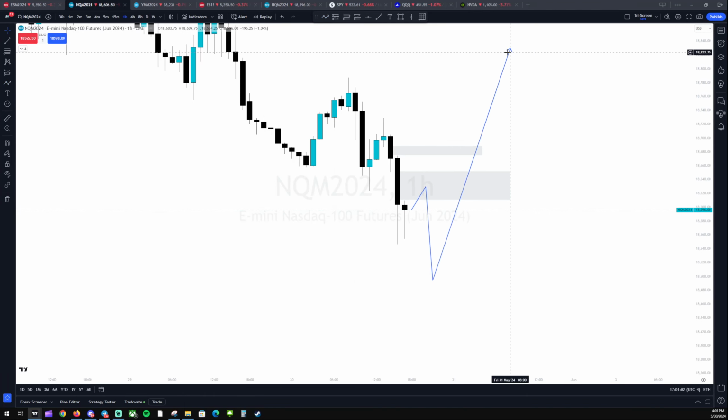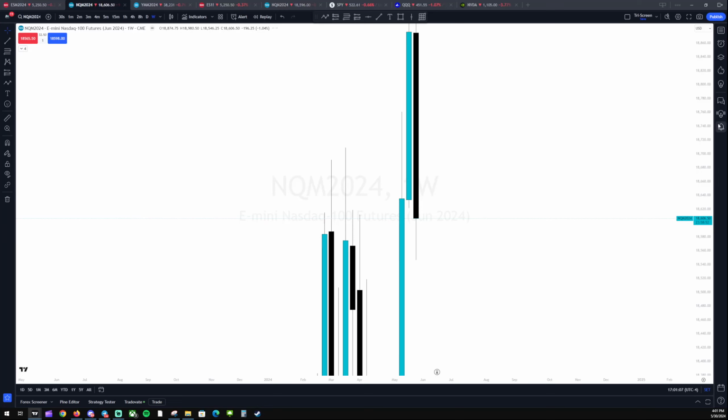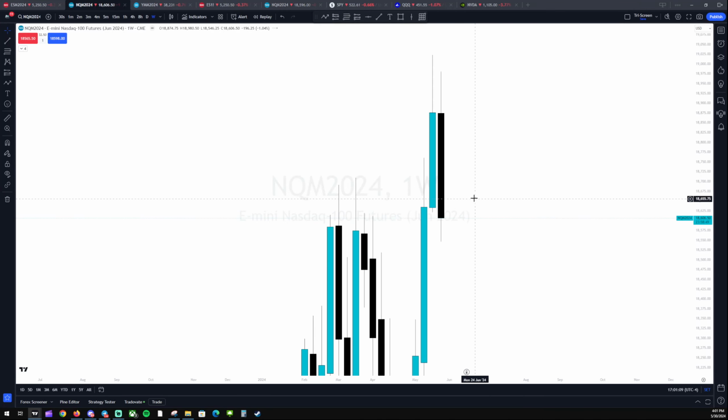The reason why I'm hoping for a bullish move tomorrow is obviously we could have a TGIF setting up, right? We have some strong expansion down. We could look for a 20 to 30% move back up as well.